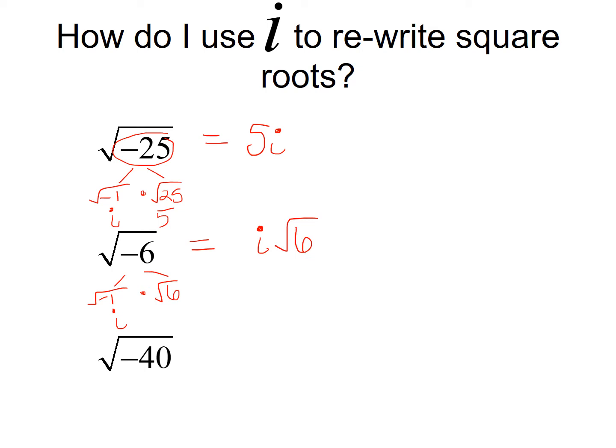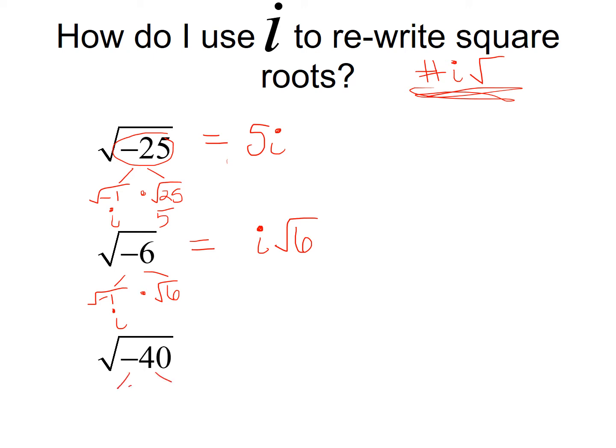So the proper way to write all of these solutions is a whole number and then the I and then the square root. That's the order in which you should write them. If you write the square root of 6 times I, that's okay. I'll understand what you mean, but we should get in the habit of writing it this way. Okay, and now the last example is the square root of negative 40.